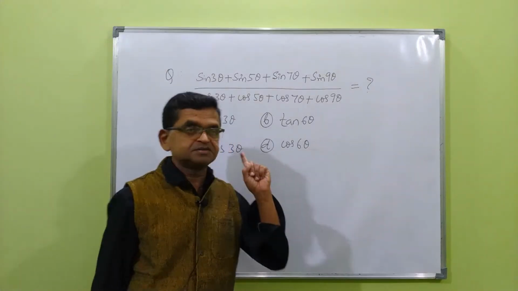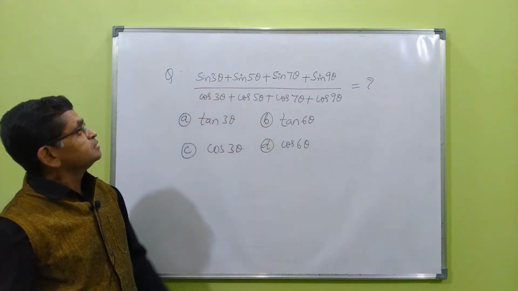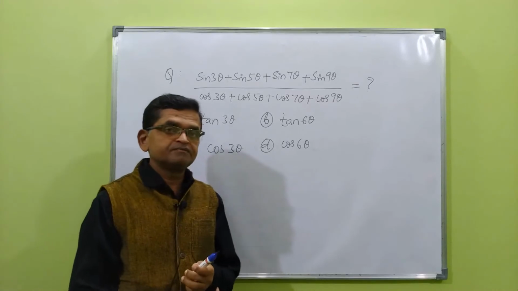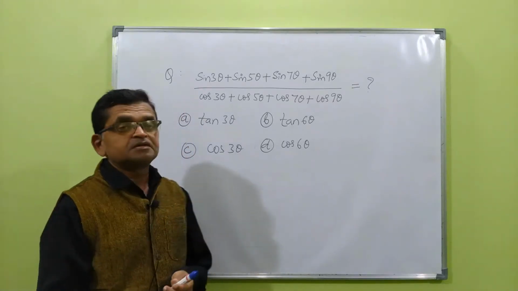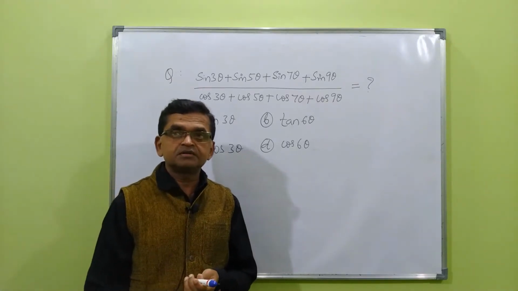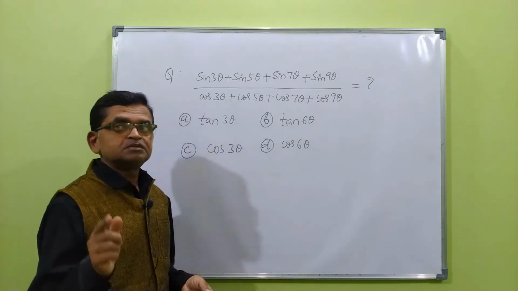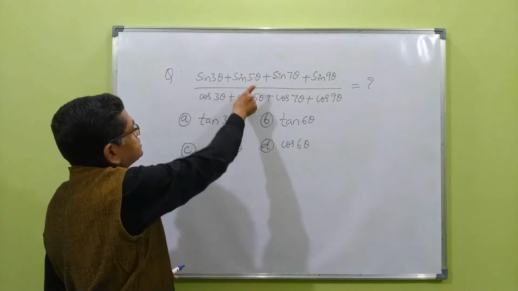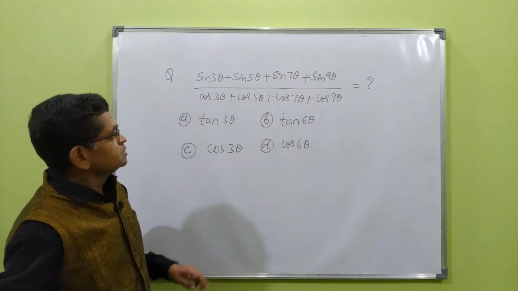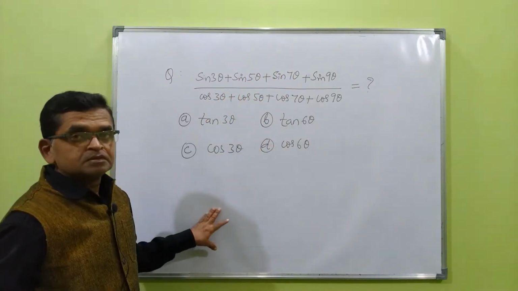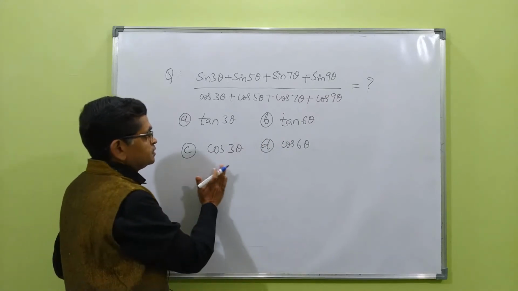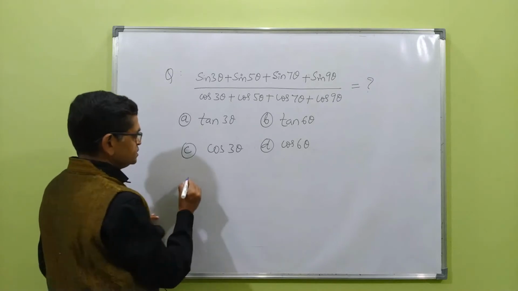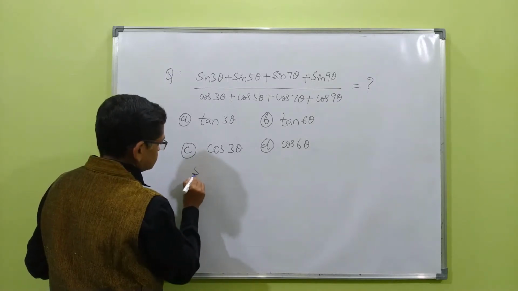This is another example. (sin 3θ + sin 5θ + sin 7θ + sin 9θ) over (cos 3θ + cos 5θ + cos 7θ + cos 9θ). Here one thing you have to observe is that the 3θ, 3θ should be the same. Okay. Then what is the answer? See, one formula is there.